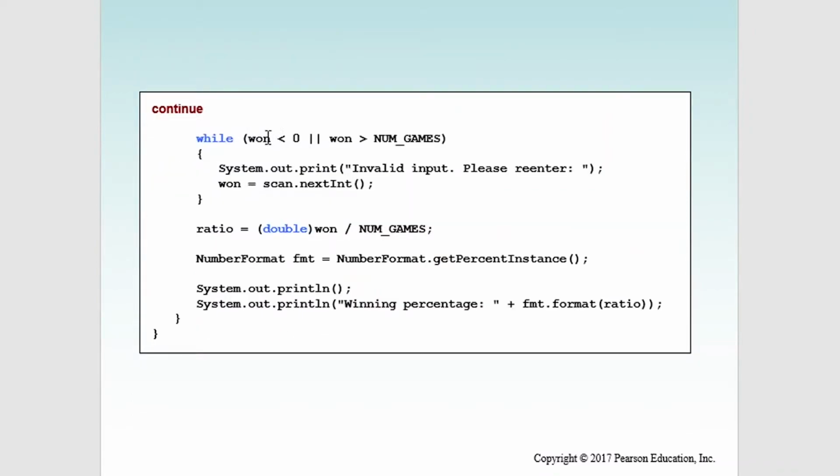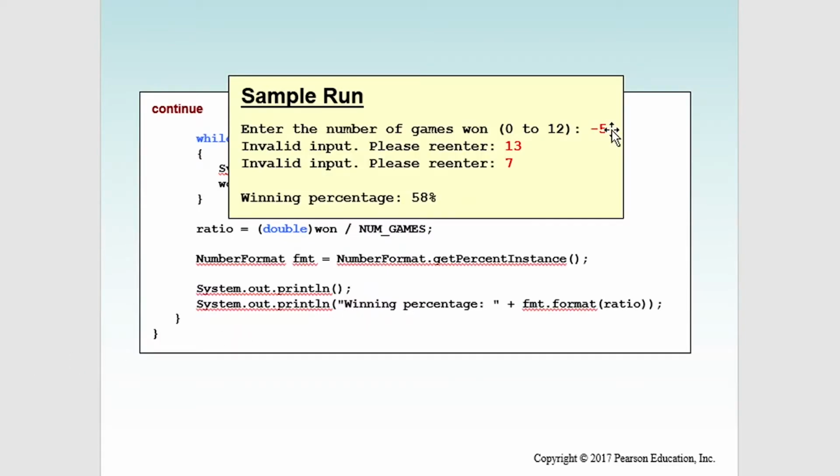Then they have a while loop, and they're saying while the value is less than 0, or while it is greater than the number of games, they're going to take invalid input, and they're going to prompt it again. This is going to keep happening until they get a valid input within a specific range. Then they calculate the ratio, and they print out the output. Here's the example run. They enter a -5, invalid input. They enter 13, that was invalid input. Finally, they enter in 7, and then they print out their percentage.